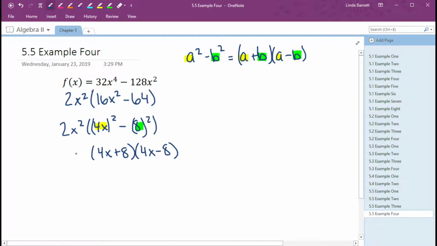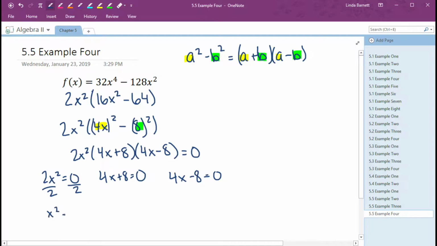And then we can't forget about this 2x squared. And since we're solving, we're going to set it all equal to 0. And from here, I can set each part equal to 0. So 2x squared is equal to 0. 4x plus 8 is equal to 0. And 4x minus 8 is equal to 0. I probably could have factored this down further because both of these things are divisible by 4, but it worked out. So we're going to divide by 2 here.